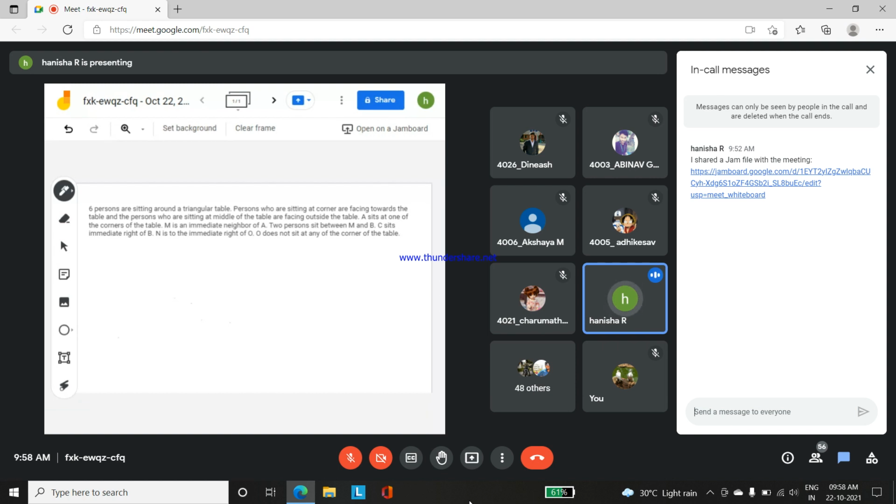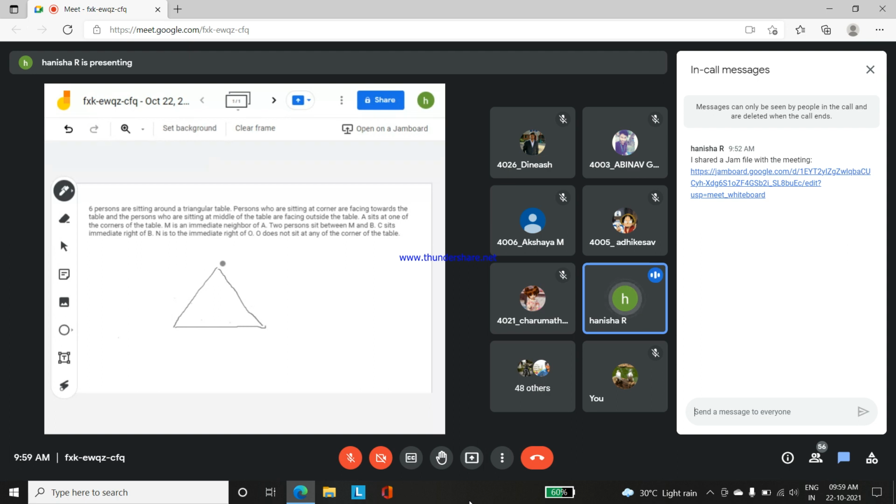Always, as I have said, before starting with any question, you need to know the framework. Here this question is speaking about a triangle. In a triangle you have three corners and three sides. The most number of people you can make sit here is around 6, or maybe if you add two people on the sides, it may go to 9. Beyond that, you cannot make people sit on a triangular table.